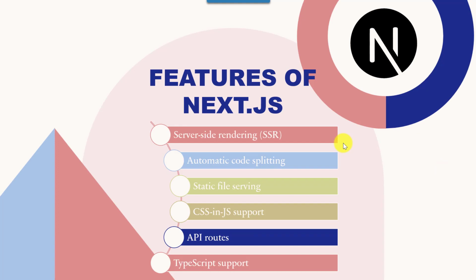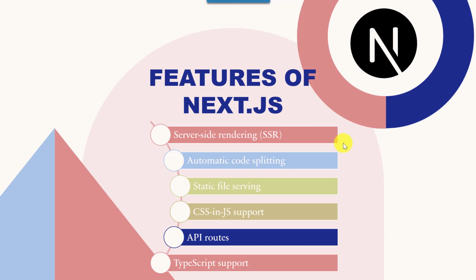The very first feature is server-side rendering. This feature improves SEO and performance by rendering pages on the server side before sending them to the client. Then the next feature is automatic code splitting. This feature optimizes page loading speed by splitting JavaScript bundles into smaller chunks.